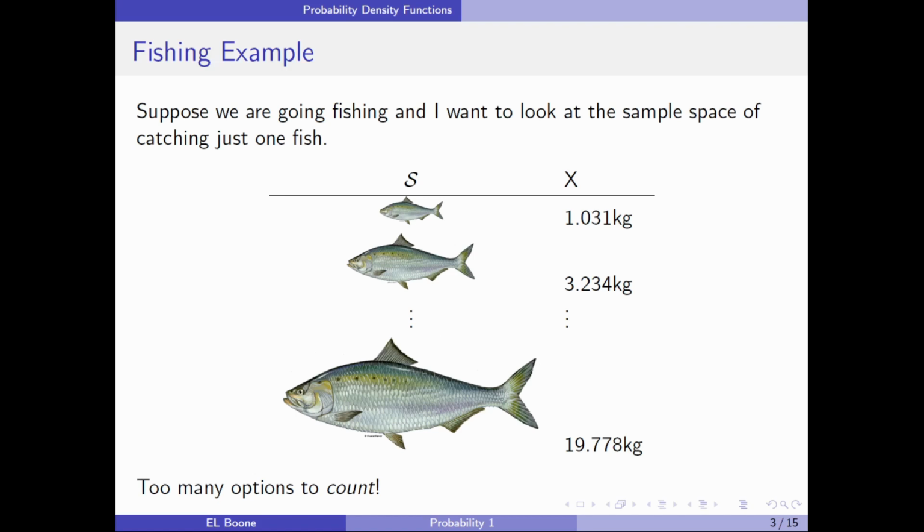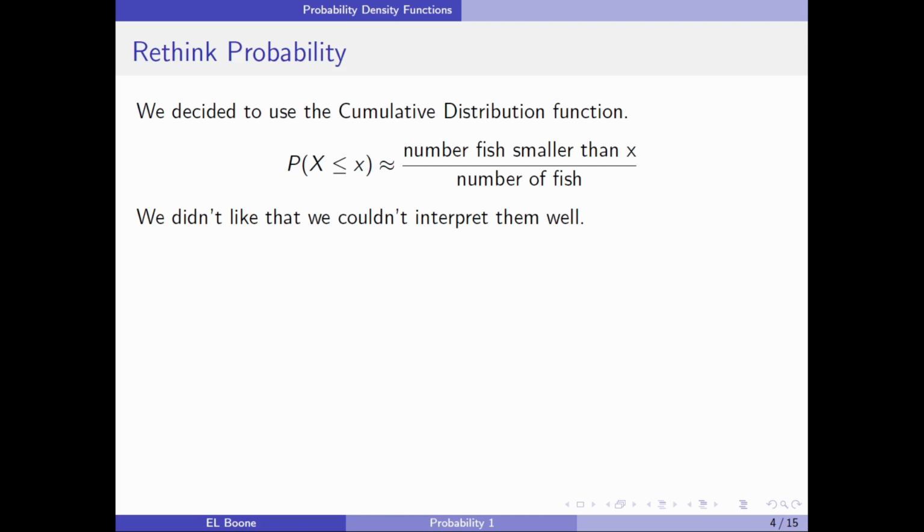So back to our fishing example that we talked about before. The random variable here is continuous in the sense that there's too many options to count on the values that it assigns along the real line. So we decided that we would use the cumulative distribution function, which could be approximated by the number of fish smaller than x over the total number of fish.